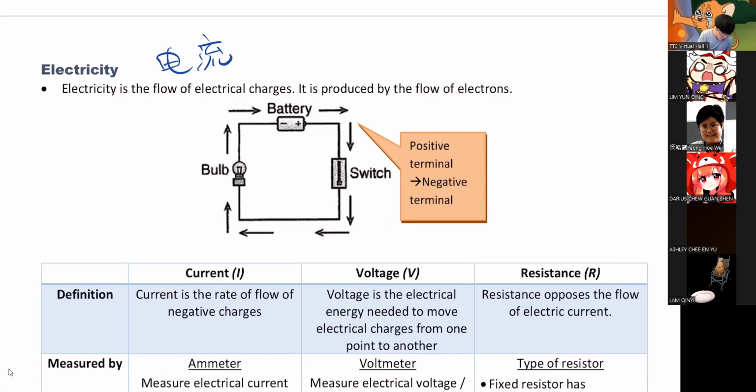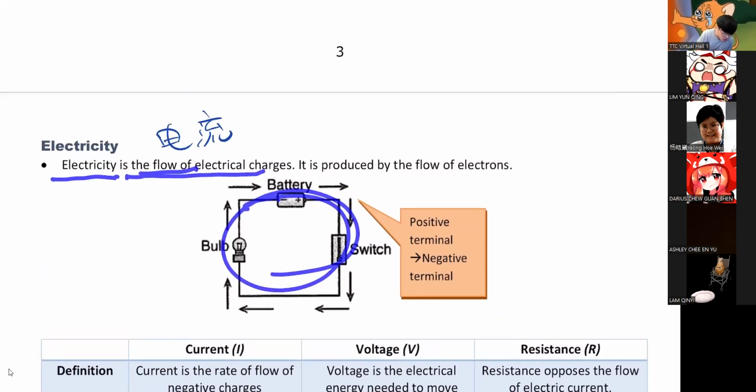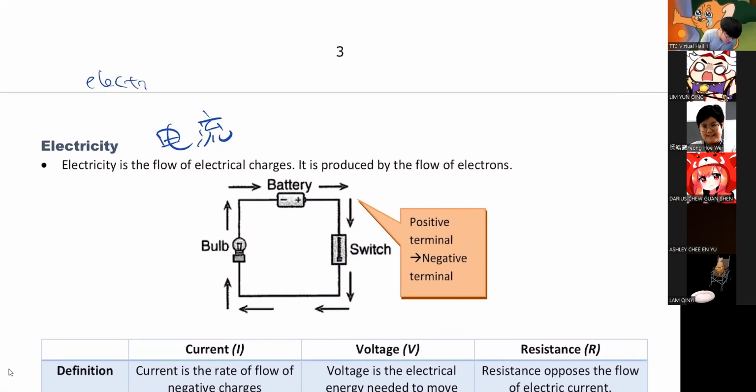So that's the meaning. Electricity is the flow of electrical charges. Okay, you see, it's the flow. So for comparison, electrostatics is a jump. Electrostatics is jump, electricity is flow. One is a jump, one is a flow. That's why lightning is like one second, no more, but this thing continuously flows. All right, it is produced by the flow of electrons. Same thing, like I said, only electrons can move.